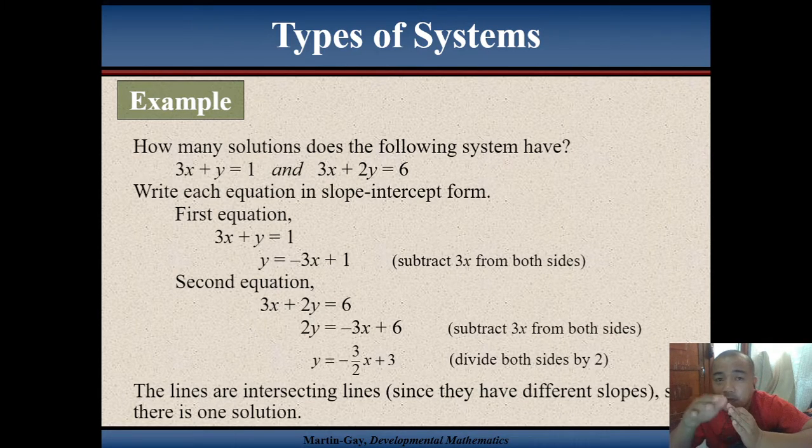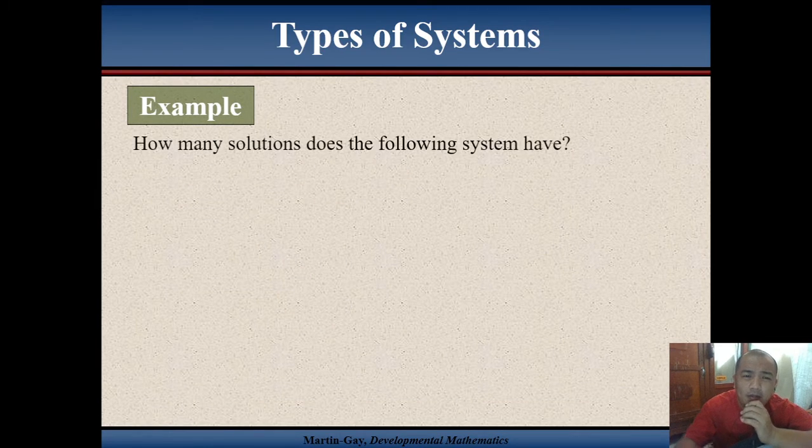So if two lines have different slopes, that means they will intersect. But if they have the same slope, they are parallel. Yes. Now, how many solutions does the following have?